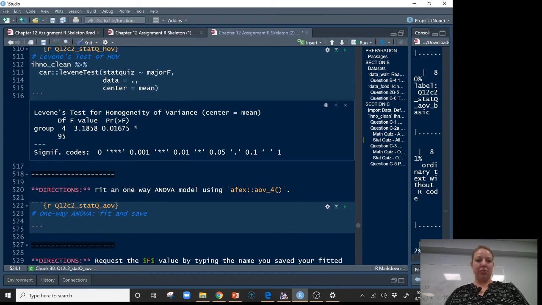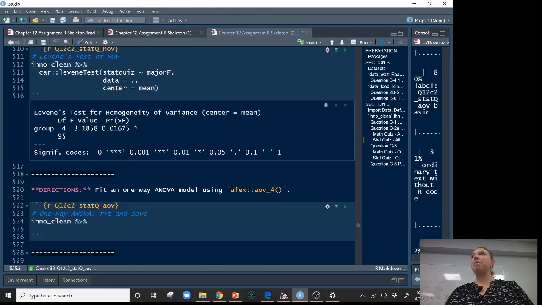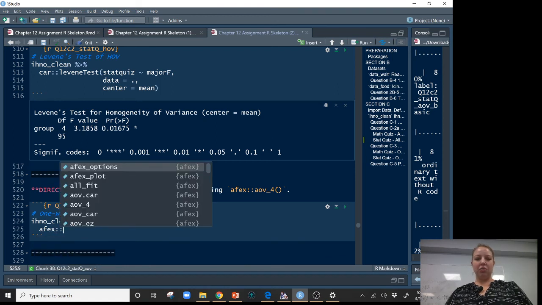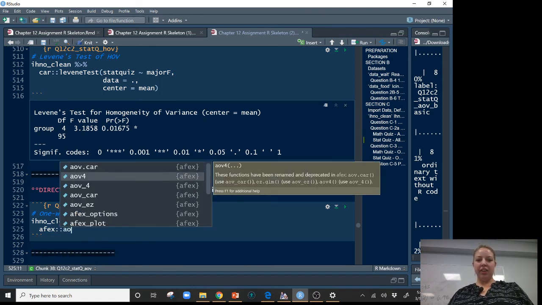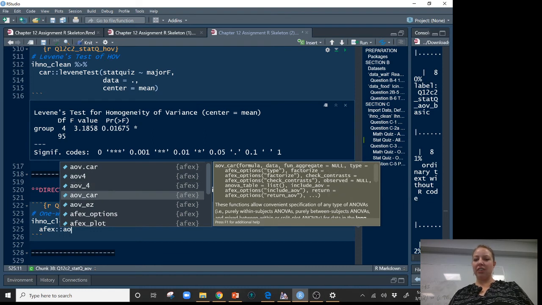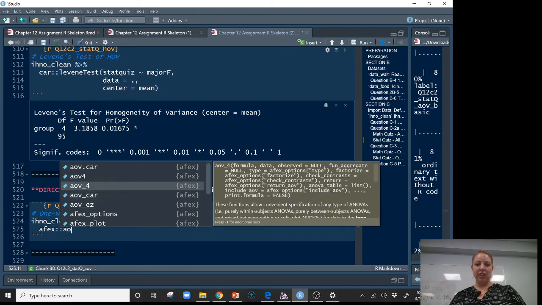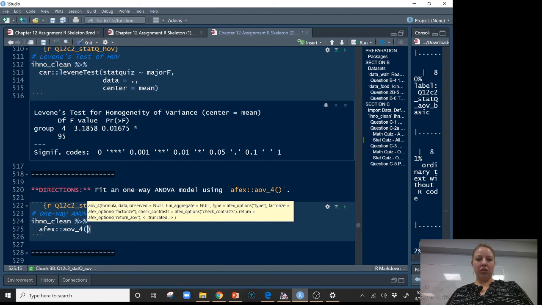So how do we fit a one-way ANOVA? eno_clean, that's our data set. What package? afex. What command or function? aov_4. The car matches the car package, the ez matches the ez package, but it's different if you have repeated measures or not, and that just gets confusing. And so we're doing stat quiz here, our continuous variable we're comparing the averages of, by, what's the grouping variable? majorF. And make sure you do plus, parentheses, one observation per subject number.